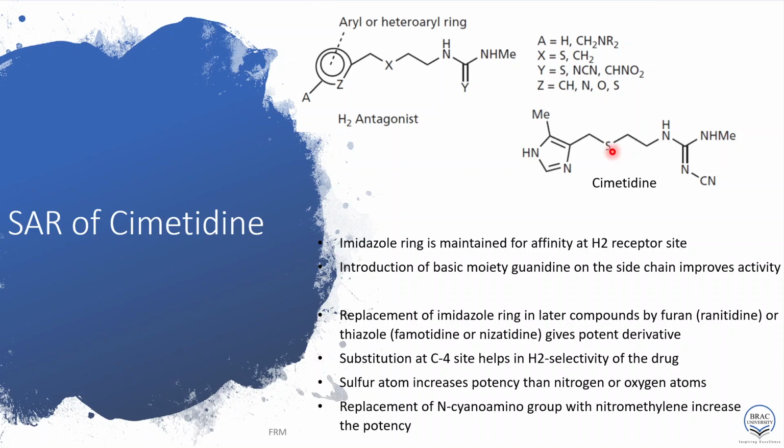So the last one is replacement of this N-cyanoamino group. If we replace this cyanoamino group by nitromethylene, that will increase the potency. This one is nitromethylene. So in ranitidine, I guess this cyanoamino group is replaced by this CHNO2.